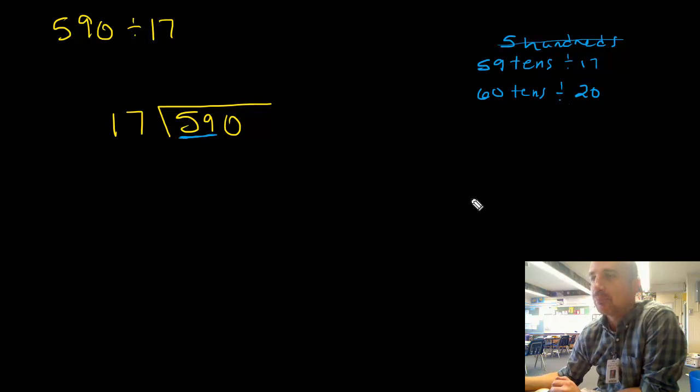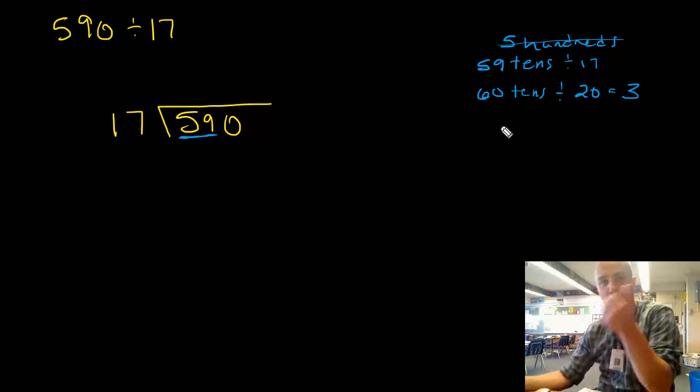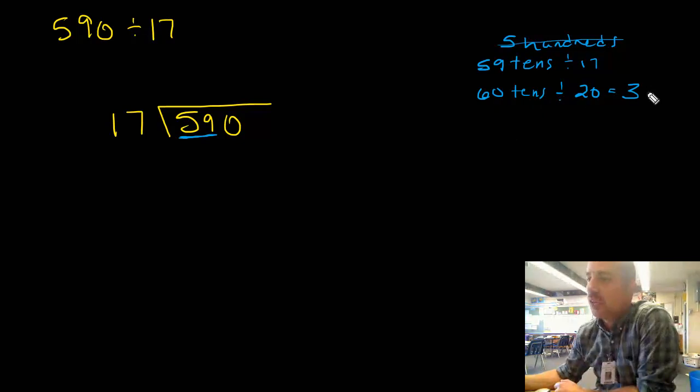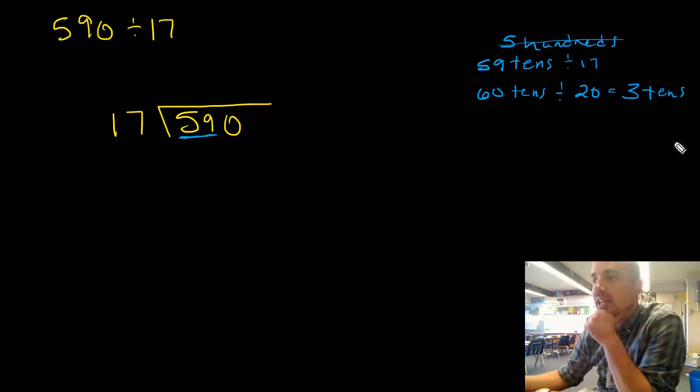Okay, awesome. So essentially what I have here is 600 divided by 20, or 60 tens divided by 20. And that gives me 3, right? 20 into 60, 20, 40, 60. It gives me 3 groups or 3 tens, okay? And so since it's 3 tens, when I put it back into my equation over here, I'm going to put the 3 above the 9 in the tens column because it's 3 tens, right? And I estimated that quotient of just this part of the equation to be 3.